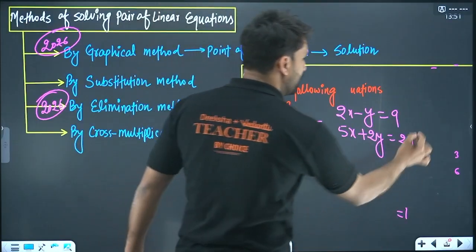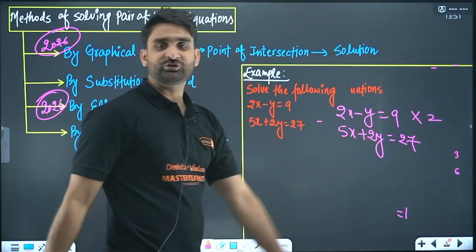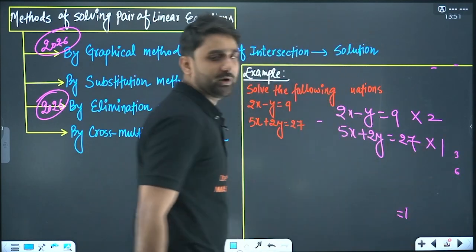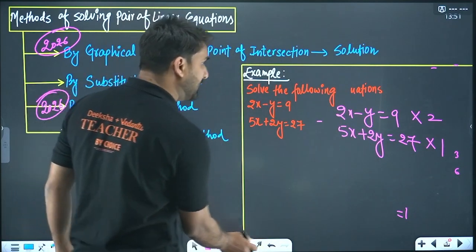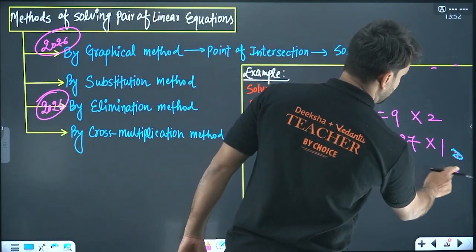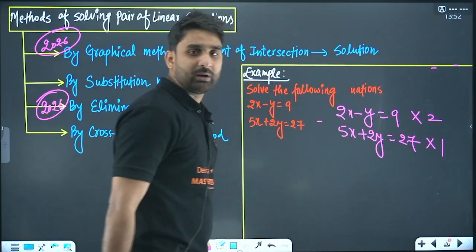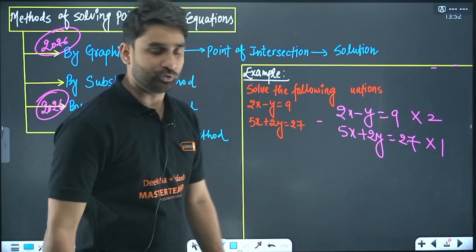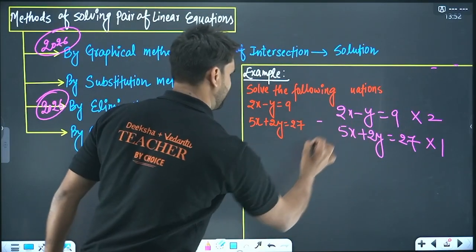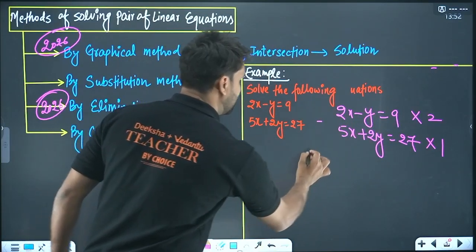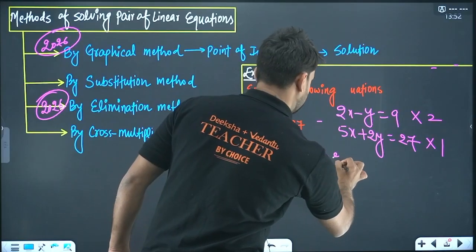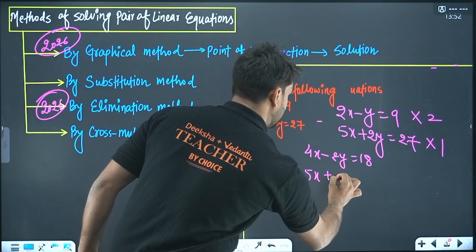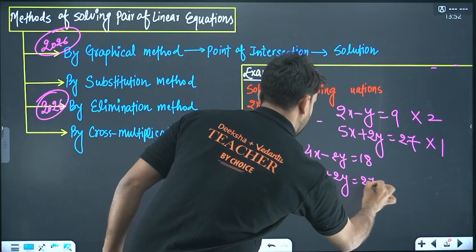So what we need to do is multiply this whole equation by 2 to make the coefficient of y 2, and we can multiply the other equation by 1. Why? Because if we multiply the first equation by 2, the coefficient of y becomes 2, and the coefficient of y in the second equation remains 2. Now the result would be 4x minus 2y equals 18, and 5x plus 2y equals 27. Now add both equations.